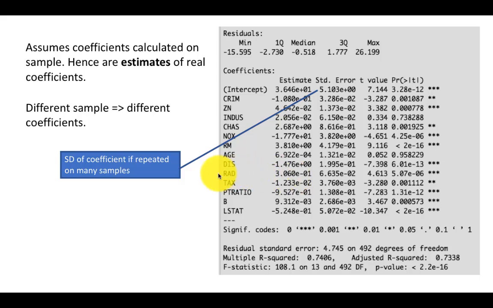So for example, the CRIM coefficient, the first time you ran it, you got this coefficient value. Next time you run it, you'll get something different. The next time you run it with a different sample, you'll get something different. Let's say you did this 100 times, then you will get 100 values for this particular coefficient. And those 100 values will have a certain standard deviation, showing the variability.